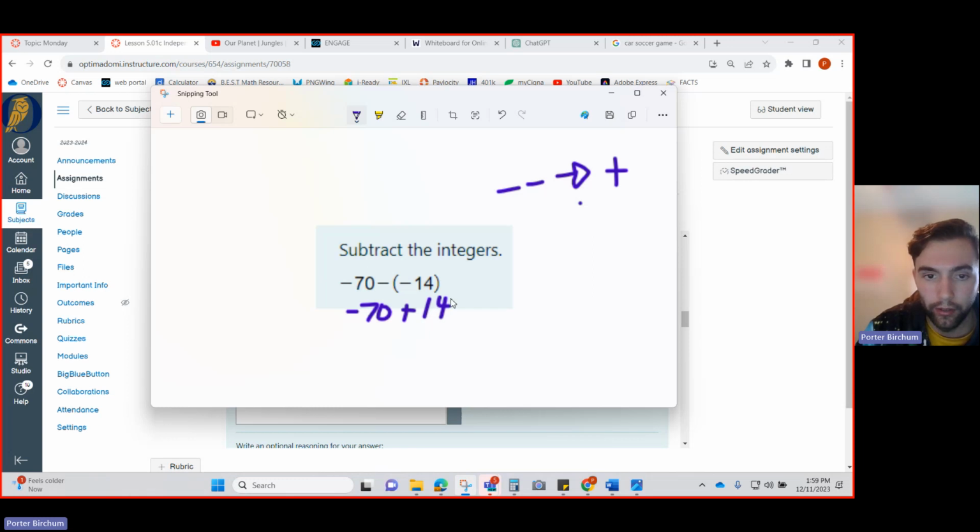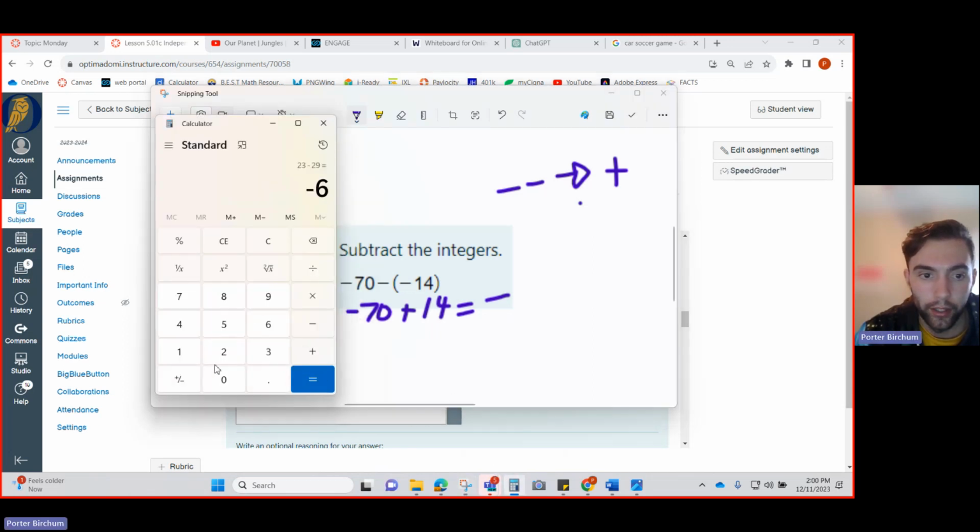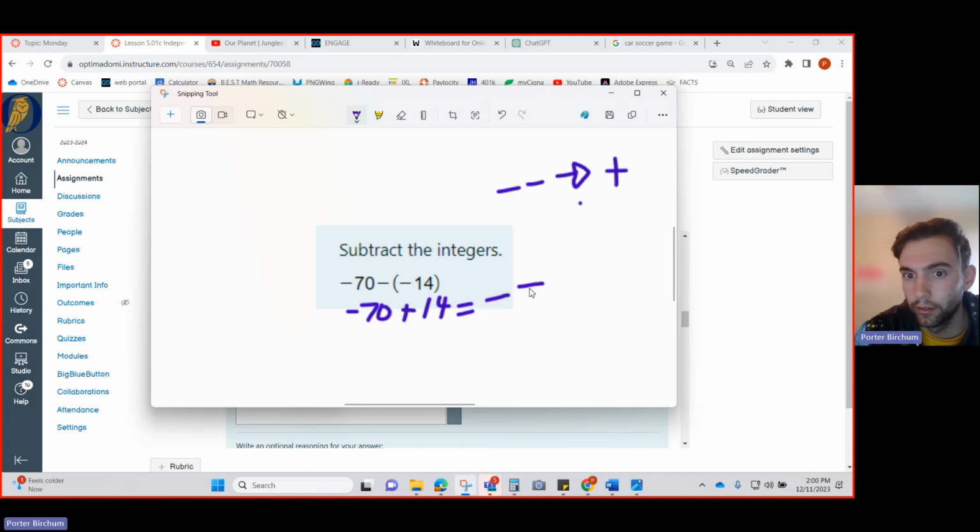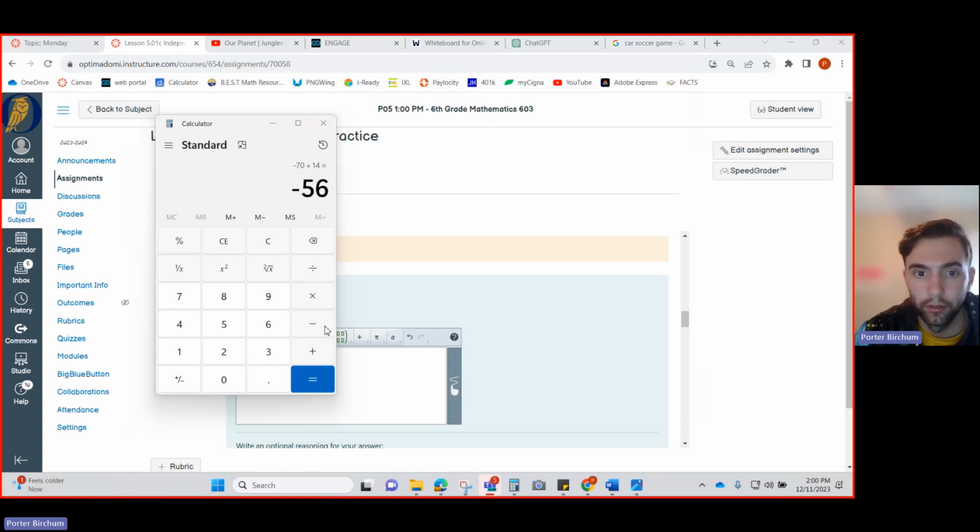And okay, now let's figure out how to do this one. So if I'm underground 70 feet, so negative 70, and I climb up 14 feet, I'm still going to be negative, but I'm not going to be as negative. I'll be closer to 0. Let's see what the calculator has to say. Negative 70 plus 14, negative 56.